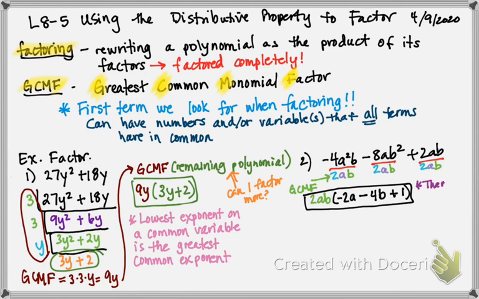There should be the same number of terms in the parentheses as you started with. So the original polynomial had 3 terms. So that means I better show up 3 terms in my parentheses. And that guy right there at the end, that 2ab divided by 2ab, gets dropped off.